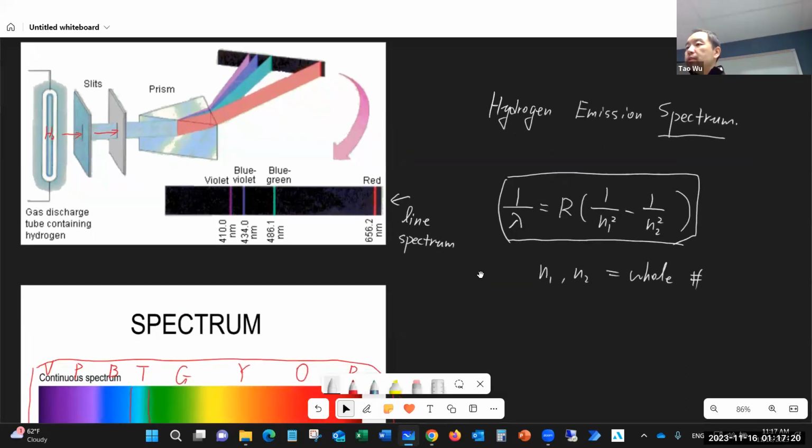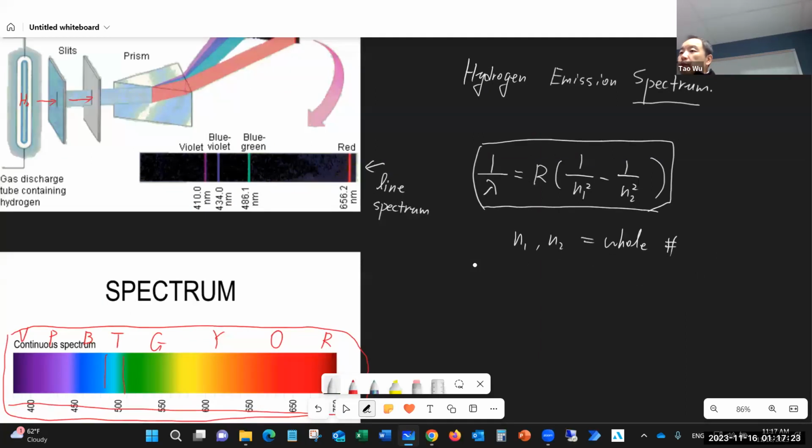Later, the scientists also found out that if we want the red color, then n1 should be 2 and n2 should be 3. Then we fit this color. For the green-gray, turquoise color, n1 should be 2 and n2 should be 4. For the blue-violet color, n1 should be 2 and n2 should be 5. For the violet color, n1 should be 2 and n2 should be 6. That's very, very interesting.